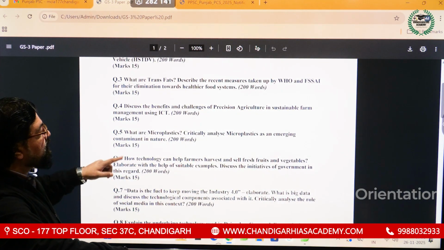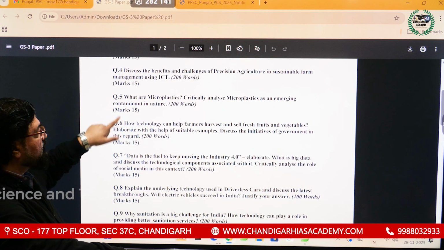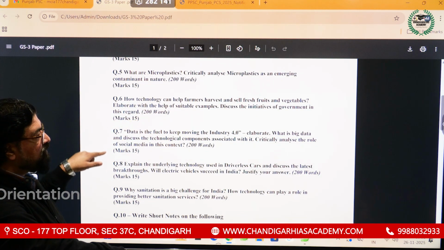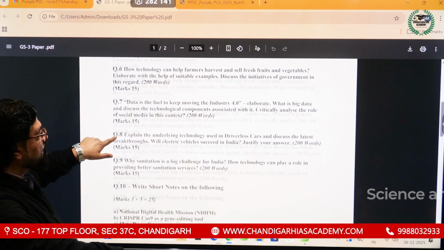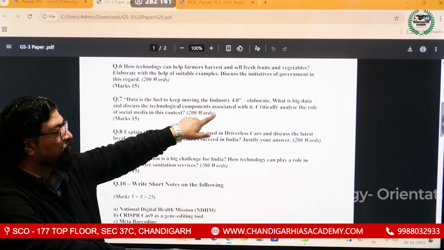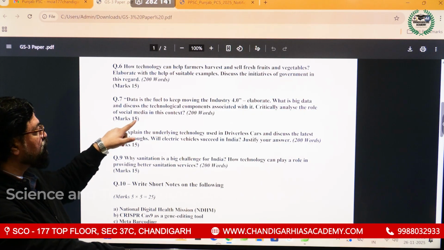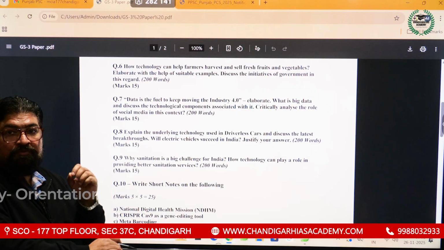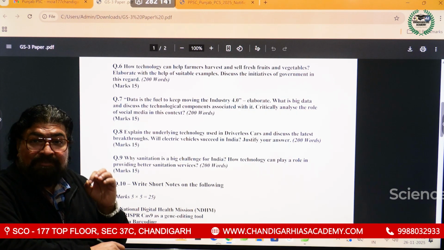Then again, you see precision agriculture challenges. What are microplastics? Critically analyze microplastics, an emerging contaminant in nature. How technology can help farmers harvest and sell fresh fruits and vegetables. Elaborate with the help of suitable examples. Discuss the initiatives of government in this regard. Data is the fuel to keep moving Industry 4.0. Elaborate. What is big data? And discuss the technological components associated with it. Critically analyze the role of social media in this context. 15 marks, 200 words.